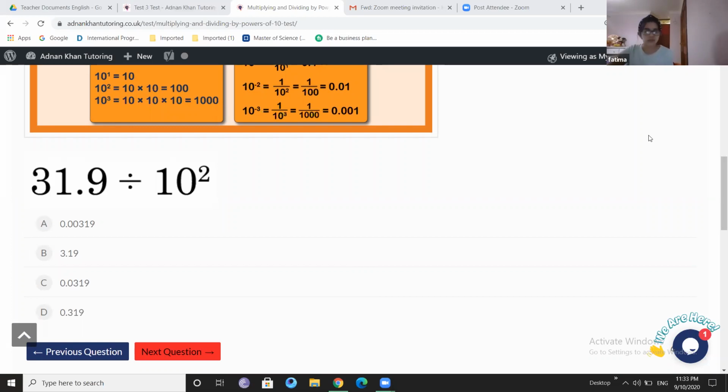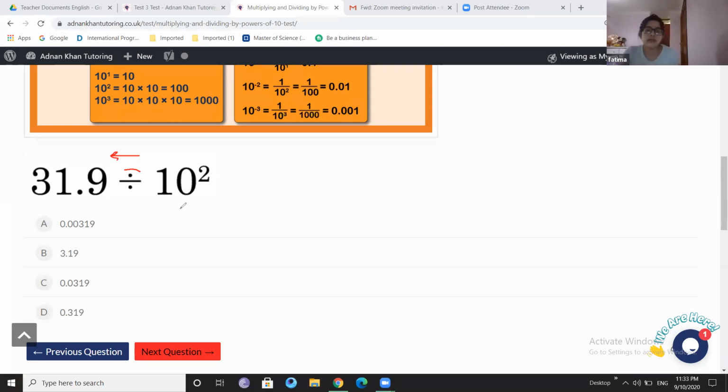Okay, so we have answers from some of the students, but I want Alexandra to do this one. Would it be D? How did you come up with D? So I moved the decimal point twice, and it ended up in front of 3, so it'd be 0.319. That is correct. So since this is being divided, we have to move to the left.